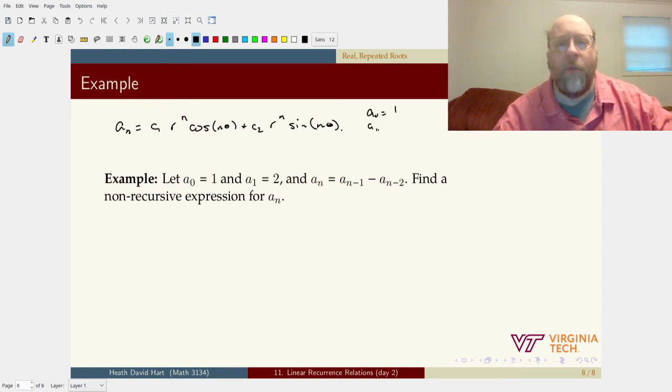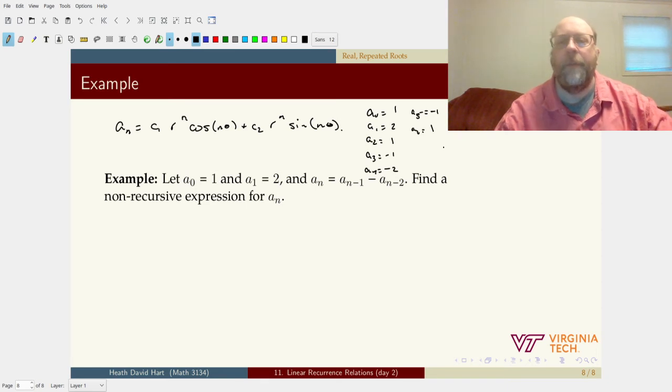A0 is 1, A1 is 2. But then when we go to A2, it's a sub n minus 1 minus a sub n minus 2. So that's 2 minus 1. Goes back down to 1. And then A3, 1 minus 2 is negative 1. And then A4 is negative 2. It's negative 1 minus 1. But then when we get to A5, negative 2 minus 1 is negative 1 again. And then magically at A6, negative 1 minus negative 2 turns out to be positive 1.